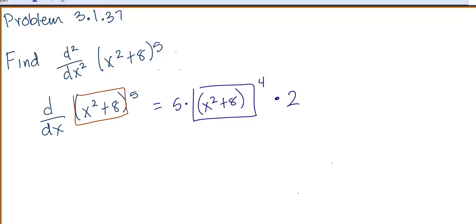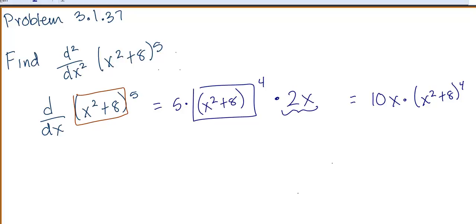Now times it by the derivative of anything that was inside the box. The derivative of x squared plus 8 is 2x. So this is the derivative of what was inside the box. Now simplify all of this, and I get 10x times x squared plus 8 raised to the fourth power.